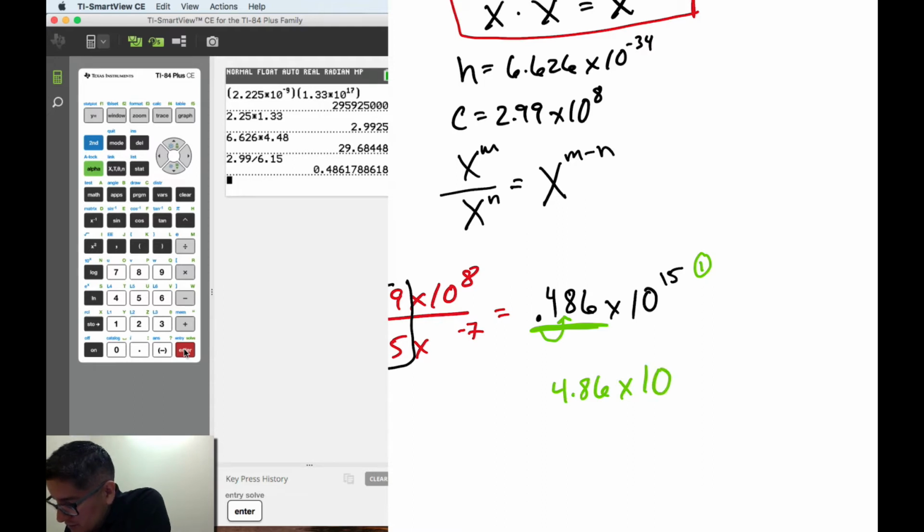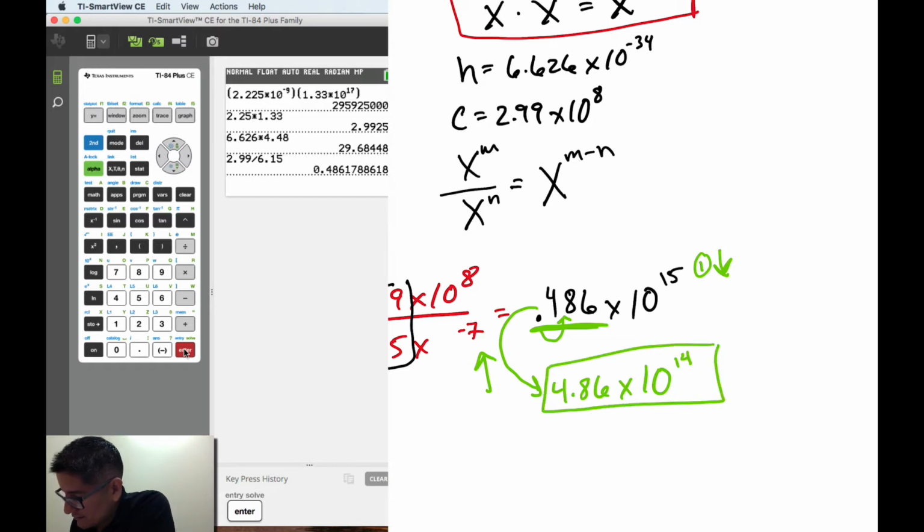So again, here's the question. I went from 0.48 to 4.8. So the number went up, right? So my number went up, that means my exponent will go down by 1. So from 15 it will go to the power of 14. And that is my answer. 4.86 times 10 to the 14th. And that is my frequency.